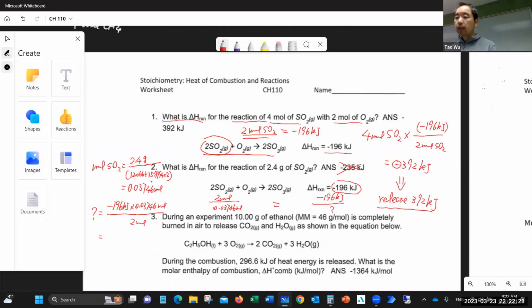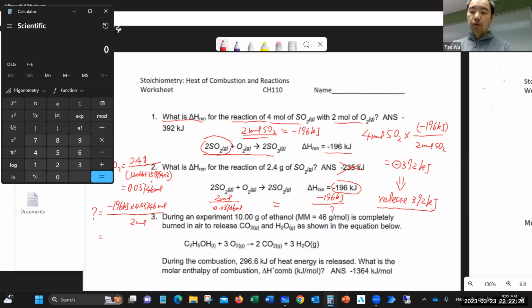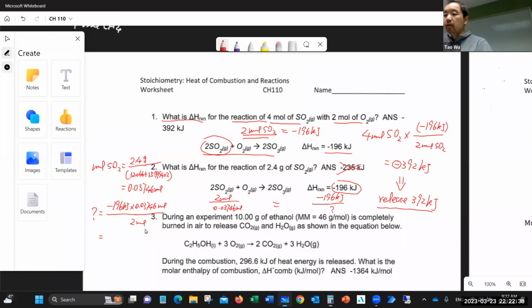So now the question mark here is just equal to 196 times 0.03746 divided by 2. And we got negative 3.67. Negative 3.67. And this one is in kilojoule because the mole and the mole canceled. Now you have a kilojoule, and this is the answer. It's still an exothermic reaction, but it produces much, much less because the amount of the SO2 is much, much less than the 4 moles. Make sense?